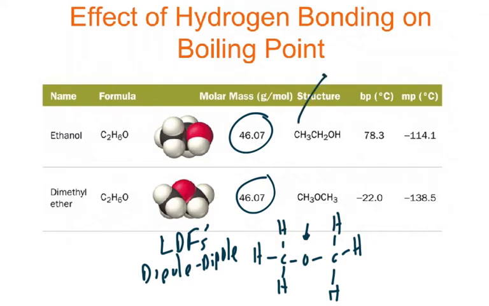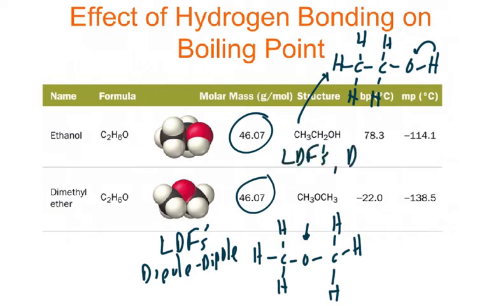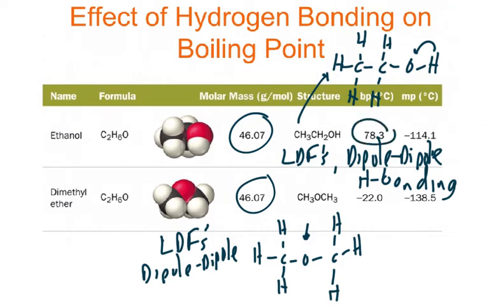Now, when you look at ethanol, and we go ahead and draw the structural formula, okay, you're going to see that the H is connected directly to an O. So, yes, this does LDFs. We can also say it does dipole-dipole, which it does. But it is important that you mention that this one also participates in hydrogen bonding. And because it participates in hydrogen bonding, even though they have the exact same molar mass, look how much higher the boiling point is, and look how much higher the melting point is as well. So hydrogen bonding does affect the boiling and melting points, making them much higher.